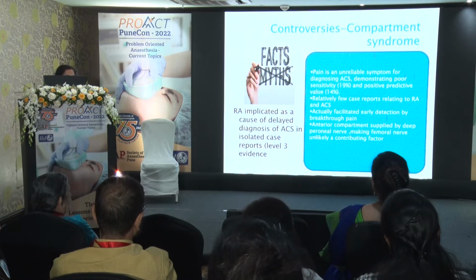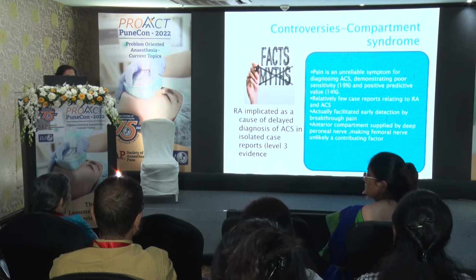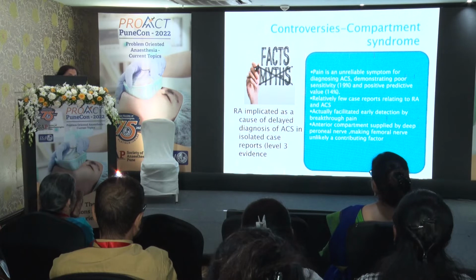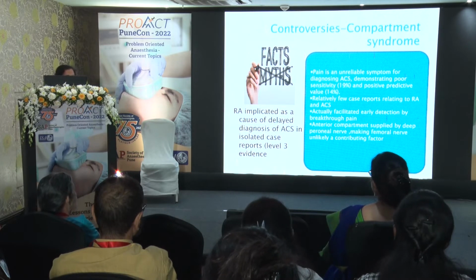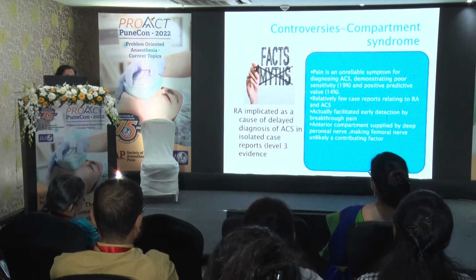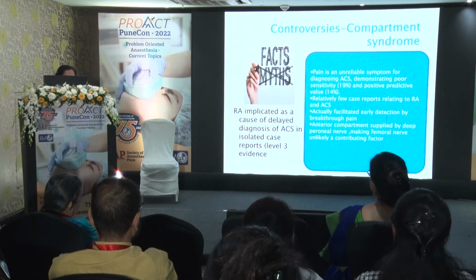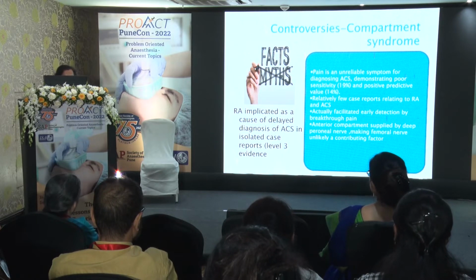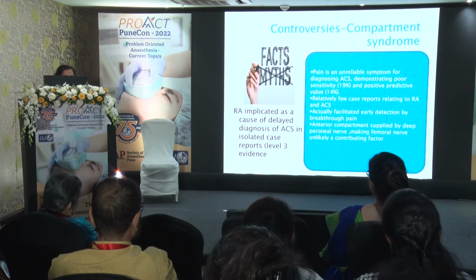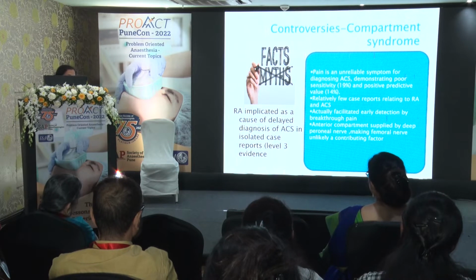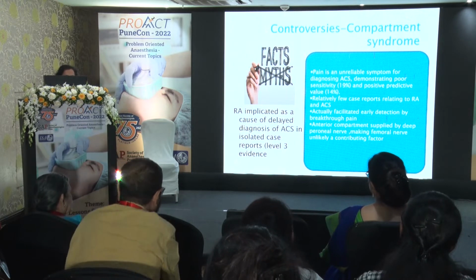There are controversies in this on-arrival block or the regional anesthesia in the emergency department. The main controversy is the compartment syndrome. Surgeons are more concerned about this compartment syndrome. That is, regional anesthesia is implicated as one of the causes for delayed diagnosis of the compartment syndrome. But the fact is that pain is an unreliable symptom of this compartment syndrome. There are very few case reports relating regional anesthesia to this compartment syndrome. Actually, this regional anesthesia facilitates the early detection of the compartment syndrome because there is a breakthrough pain.